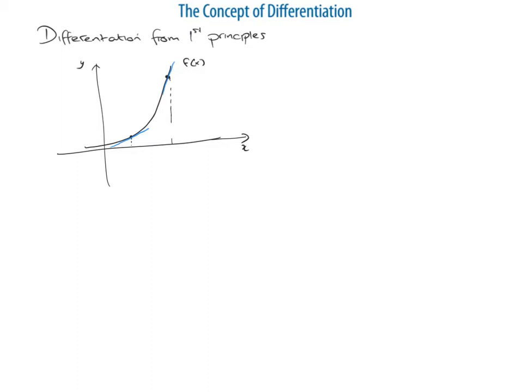So I'm going to try and get this first tangent here. I'm just going to call it T for tangent. What I want to know is, at this particular point, what is the gradient of this tangent? I want to find out what the slope is. That's the instantaneous rate of change, i.e. how the value of y is changing with respect to the value of x.